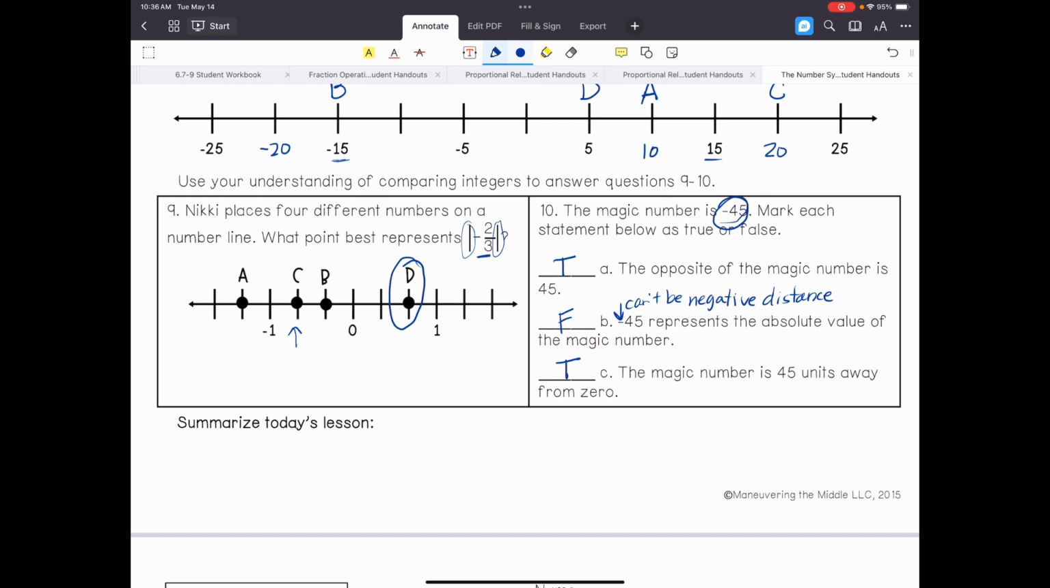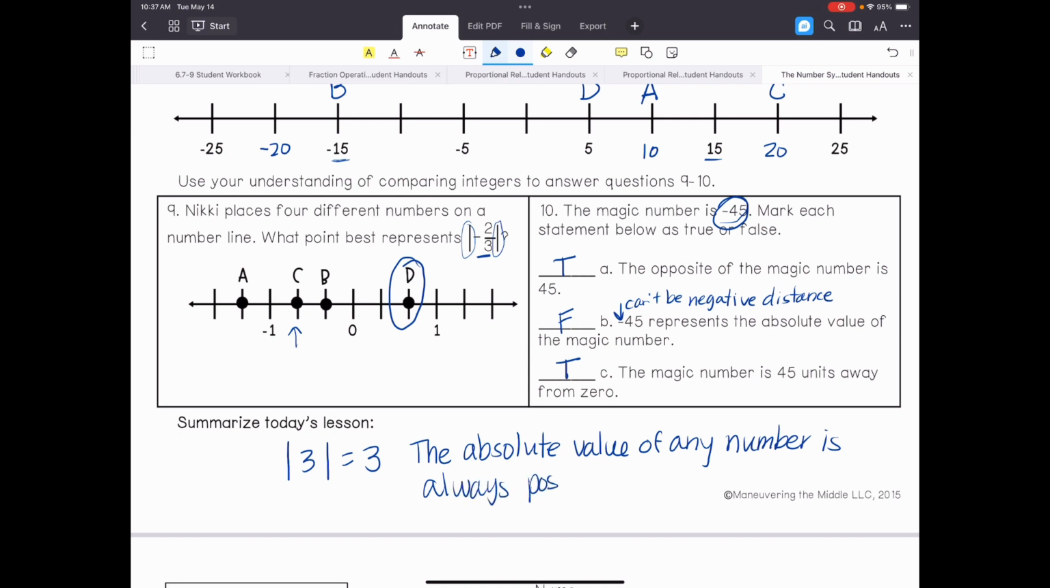So summarizing today's lesson, the absolute value of any number is always positive because it is the distance from 0.